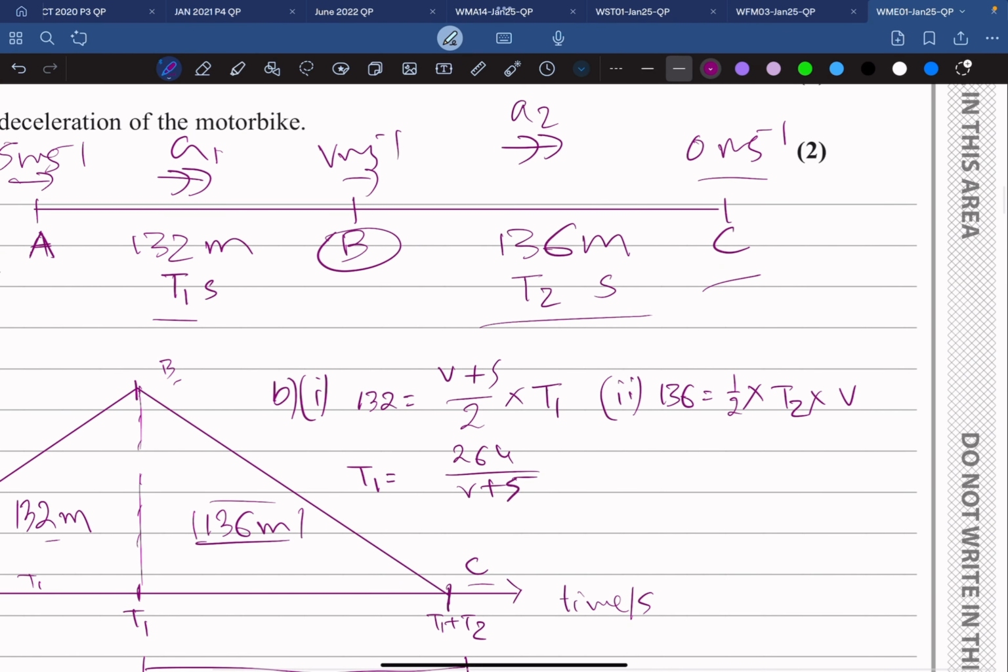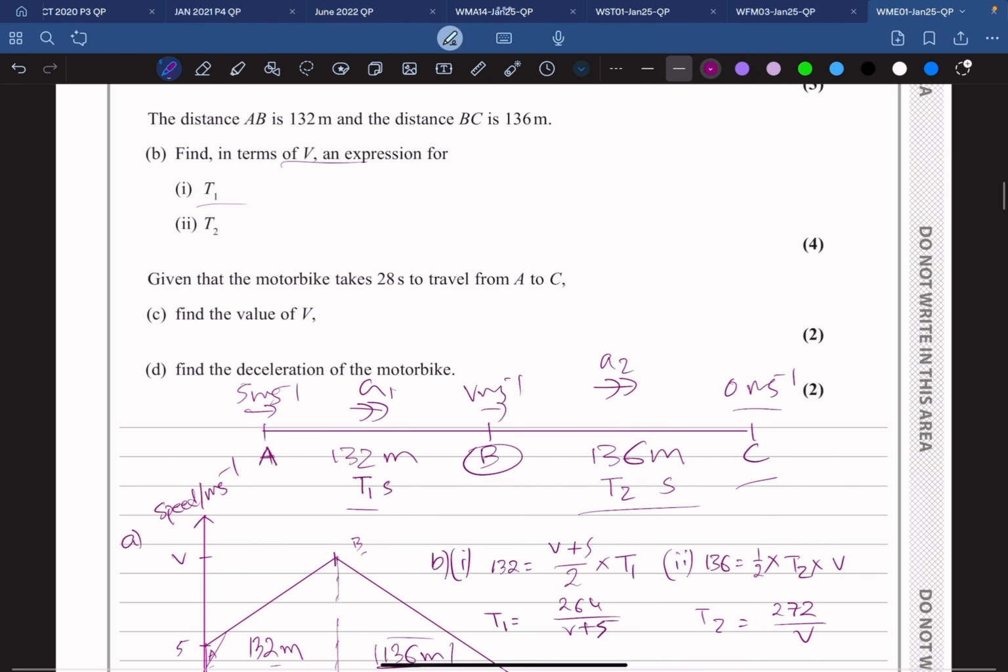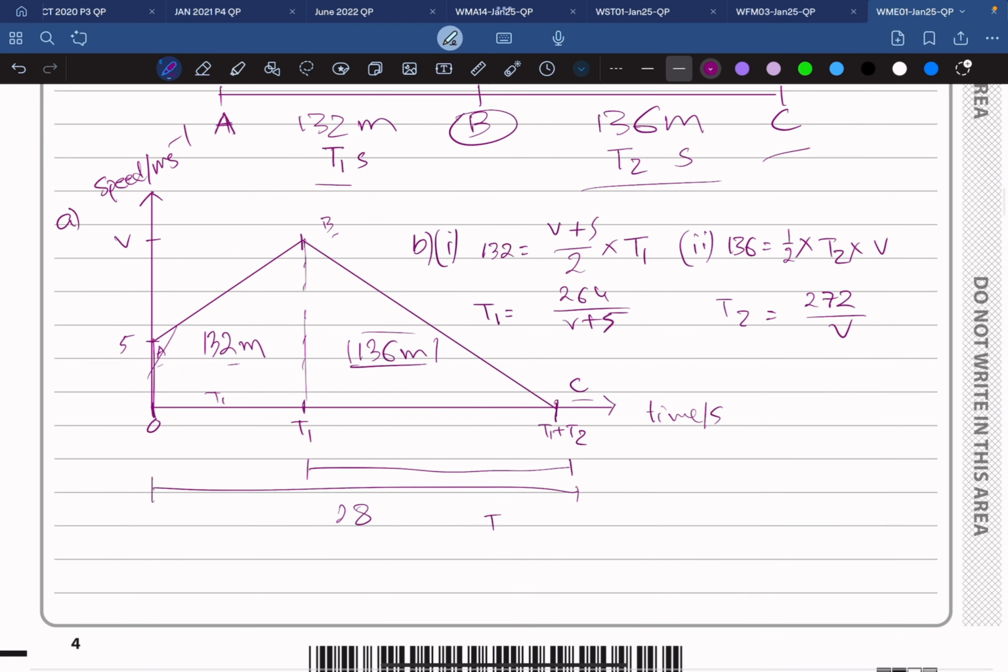And for T2, it's going to be 2 times 136 this time. That is 272 divided by V. So we have our T1 and T2. Now, given that the motorbike takes 28 seconds to travel from A to C, in total, it takes 28 seconds. So we can say that T1 plus T2 is 28.